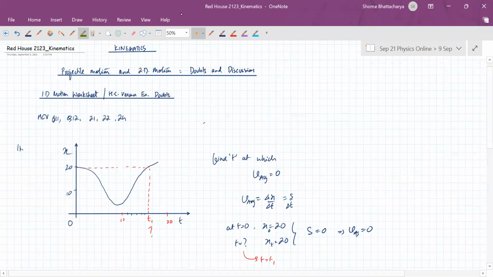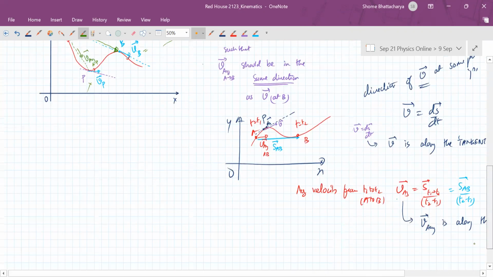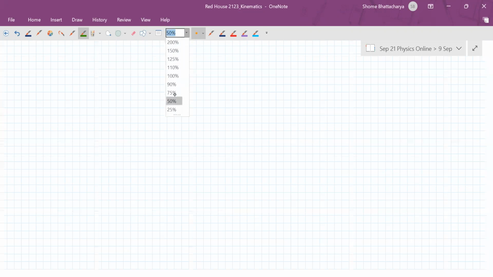Now next, I'll go to question 21 unless somebody else has anything else. No. Okay, so we'll complete question 21 next of the same exercise from HC Verma. So go through 21. I will explain the question to you.